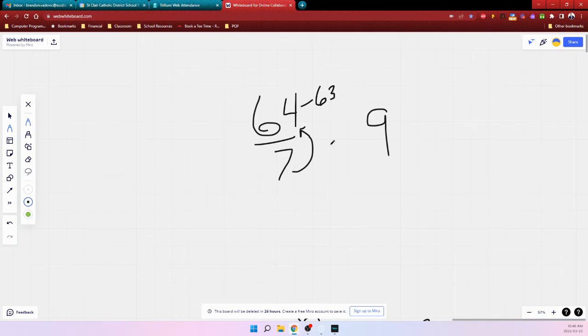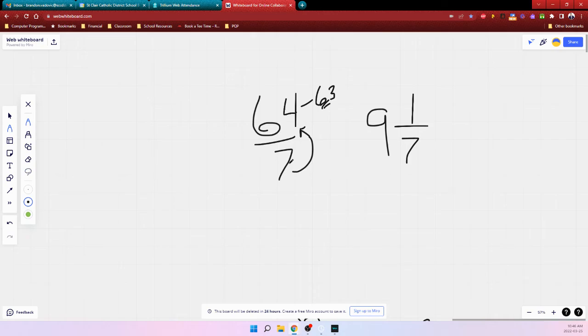9 wholes with 7 pieces is 63 total pieces. Let's subtract from what we started with. So we go 64 minus 63 leaves us with 1 over 7. Denominator doesn't change. So this video hopefully is going to walk you through just the steps on how to do it.